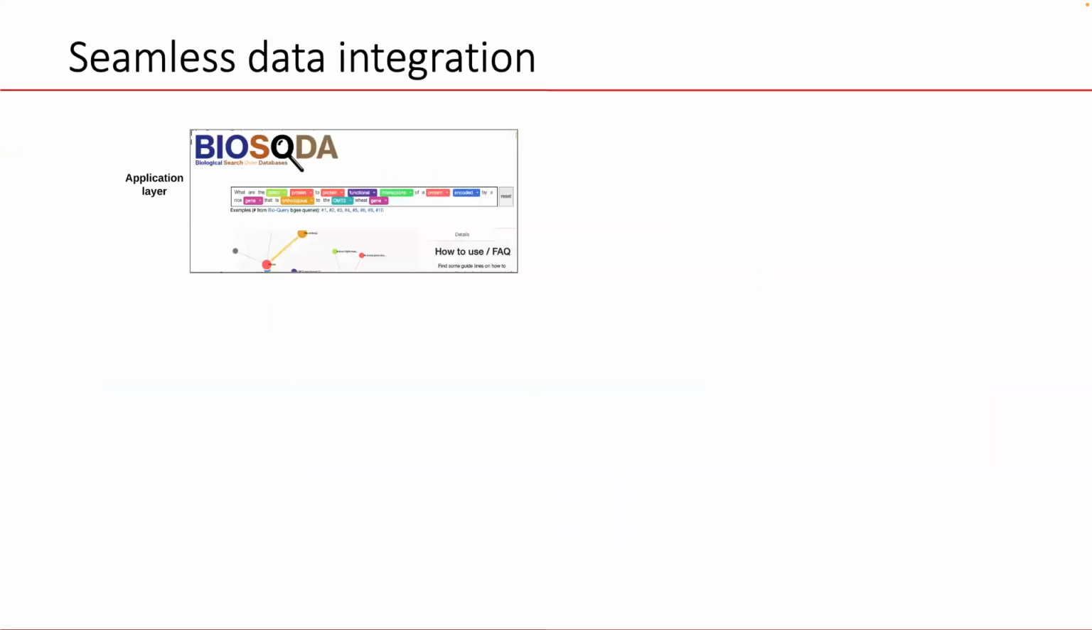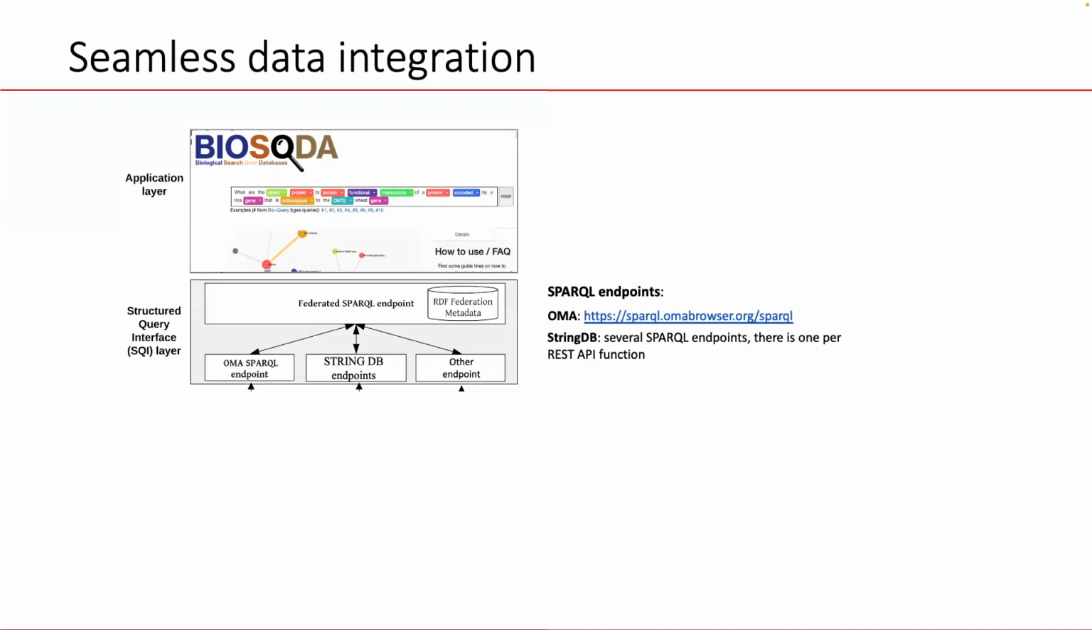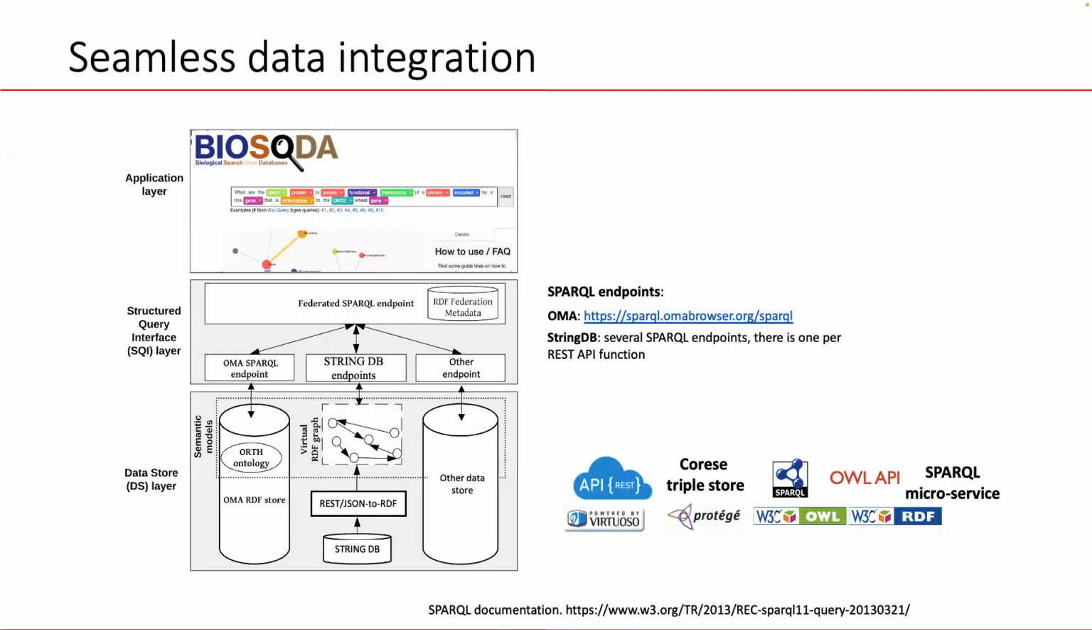Then I will show briefly the federated data integration architecture that we developed. Essentially, we have this application layer that can be a keyword search engine such as Biosoda, built over the integrated data sources. The integration happens through the structured query interface layer that contains the different SPARQL endpoints of the different sources. It's here that the way you access the data is homogenized and where the data is combined at query execution time.